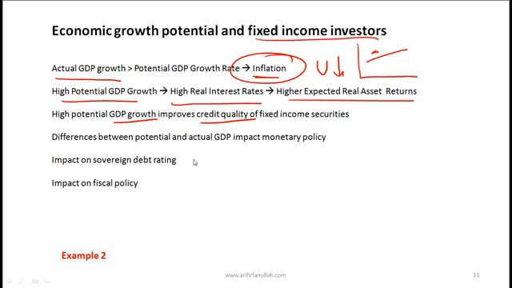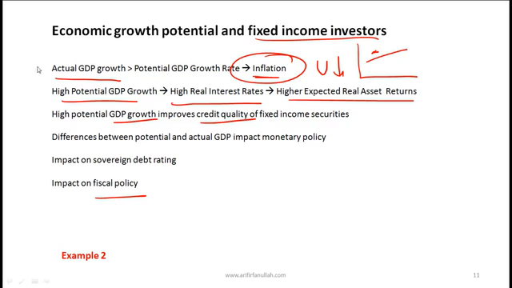The growth rate in potential GDP is one of the variables that entities such as S&P and Moody's look at when they assign sovereign debt ratings. So that's another reason why this is important. And finally, potential GDP growth rate relative to the actual GDP growth rate impacts fiscal policy. Again, understanding fiscal policy is important for fixed income investors because it can have an impact on government spending, which can have an impact on inflation. So we don't need to get into too much detail there.